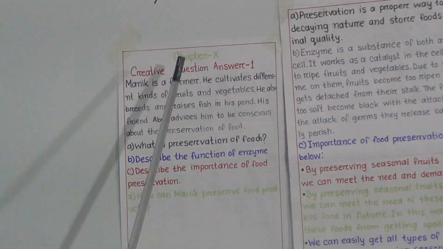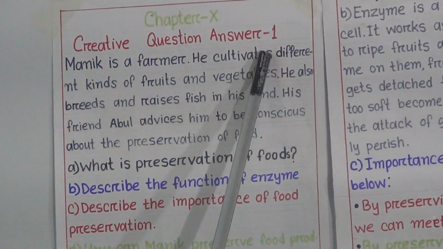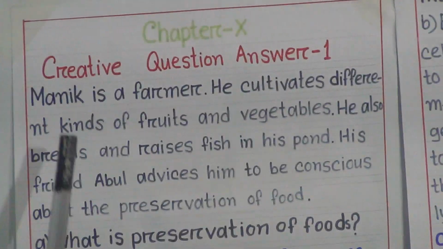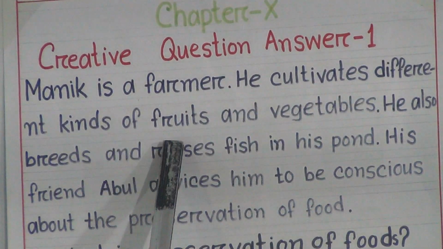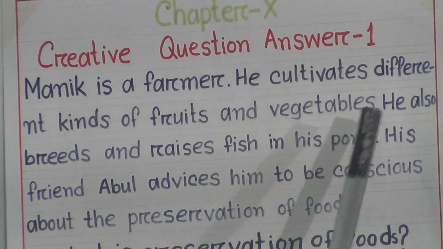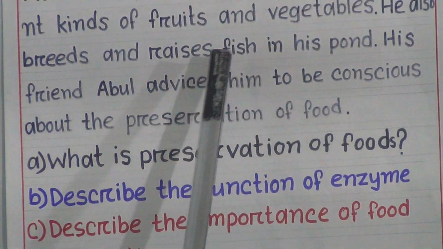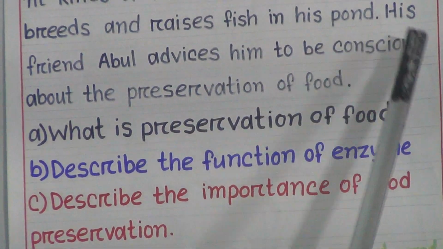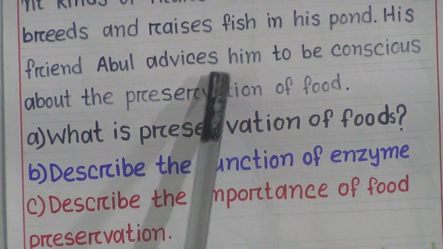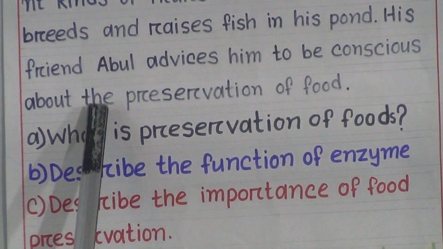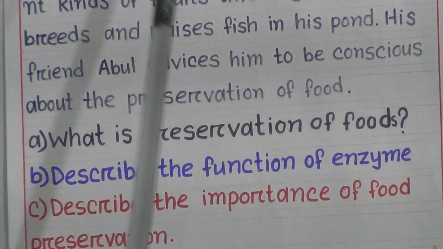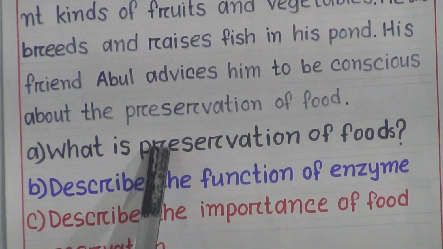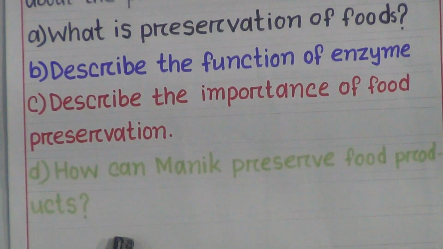Chapter 11, Creative Question Answer 1. I'm reading the stem. Manik is a farmer. He cultivates different kinds of fruits and vegetables. He also breeds and raises fish in his pond. His friend Abul advises him to be conscious about the preservation of food. Now students, you have to give some answers to these questions.